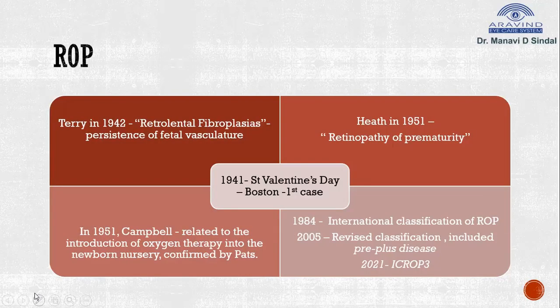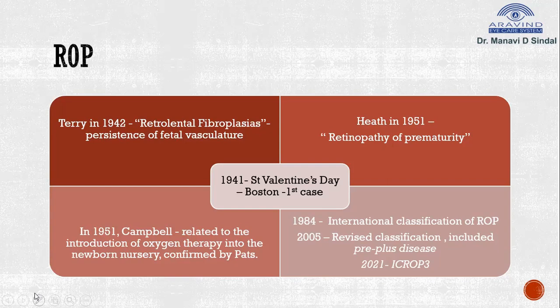So, as we know, ROP was initially described in 1941 on Valentine's Day in Boston, and it went on to be called retrolental fibroplasia by Terry because he thought it was a persistence of the fetal vasculature. It was in 1951 that Heath noted it to be retinopathy of prematurity, and in the same year, Campbell individually, in a different setting, noted that this was related to oxygen supplementation of newborn babies in the nursery.